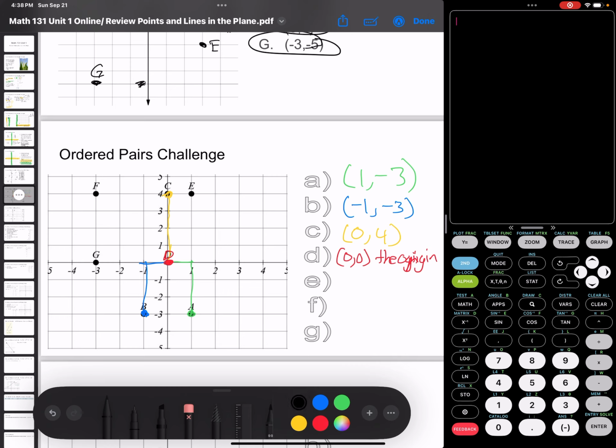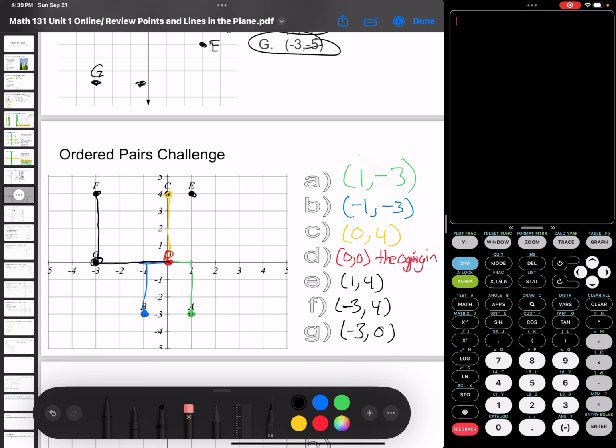We're running out of colors, but that's okay. For E, we go to the right 1 and up 4. 1, 4. For F, we go to the left 3 and up 4. And for G, we start at the origin. We go to the left 3. We don't go up. We don't go down. -3, 0. I hope that was helpful.